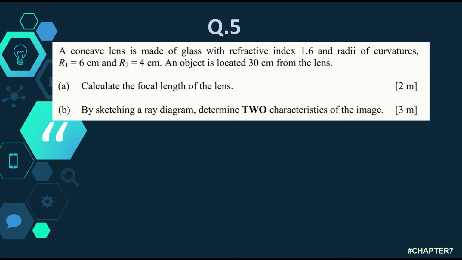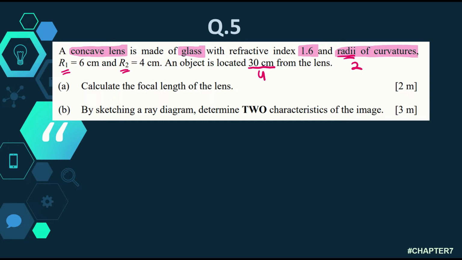Okay, last question of week 14. We have a concave lens made of glass. So this is the material of the lens, with refractive index of 1.6 and radii of curvature. When it says radii, it means that we have two radii, R1 and R2. An object is located 30 cm from the lens.